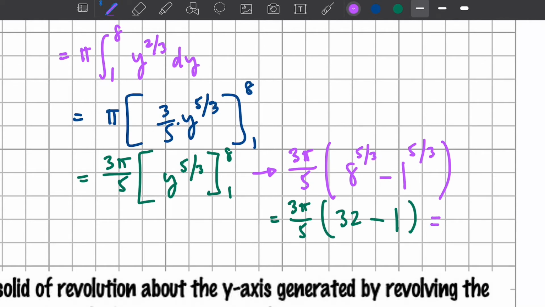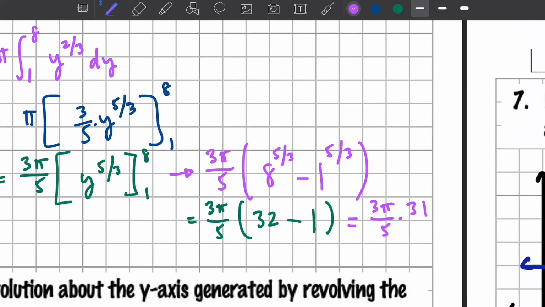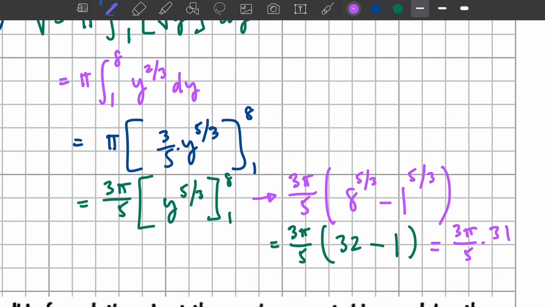So inside the parentheses, I'm left with 3 pi over 5 times 31. And I ran out of space, so I'm going to go this way. Sorry about that. So 3 times 31, that's going to be 93 pi over 5.